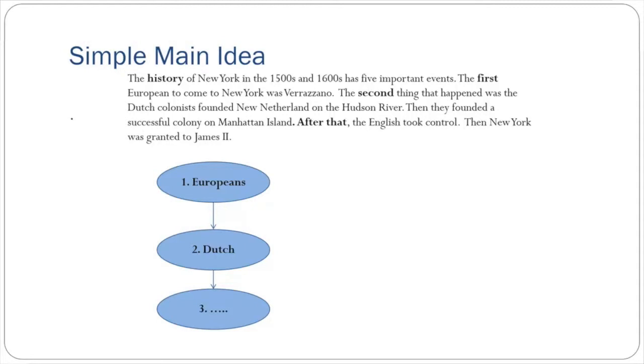The first Europeans to come to New York was Verrazano. The second thing that happened was the Dutch colonists founded New Netherland on the Hudson River. Then they founded a successful colony on Manhattan Island. After that, the English took control. Then New York was granted to James II. So you can see I've drawn a diagram that shows the sequence of events. I haven't completed the diagram, but you can do so in order to understand how to apply the sequence text structure.